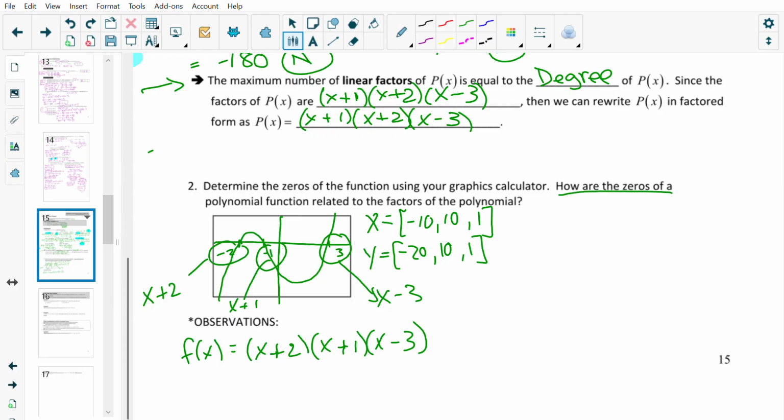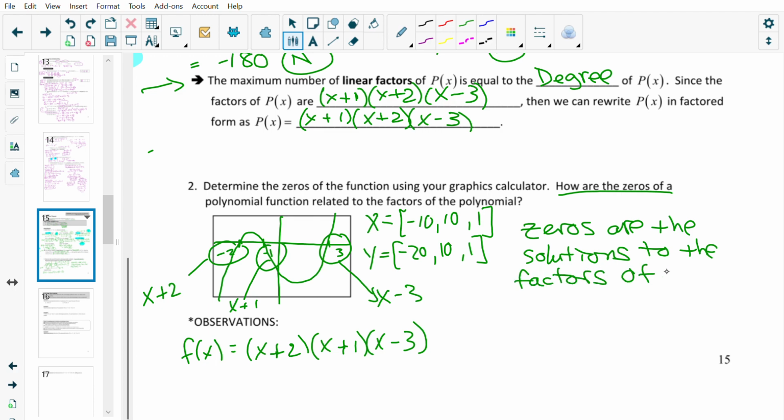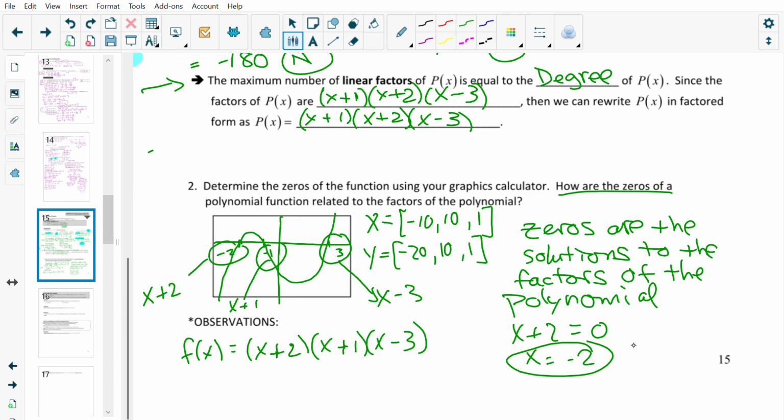Let's answer this question. How are the zeros of a polynomial function related to the factors? Well, zeros are the solutions to the factors of the polynomial. So x plus 2 equals 0. x equals negative 2. That's the 0. This is the factor. So right there.